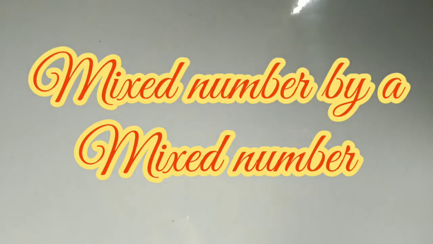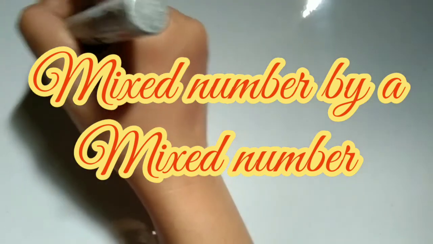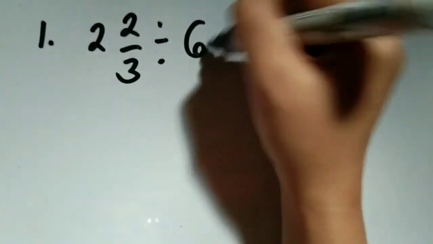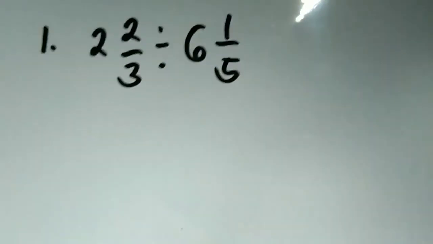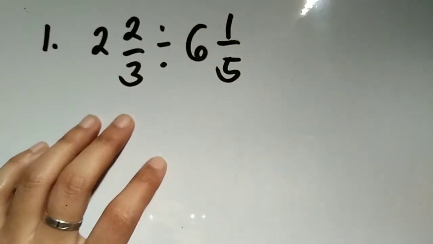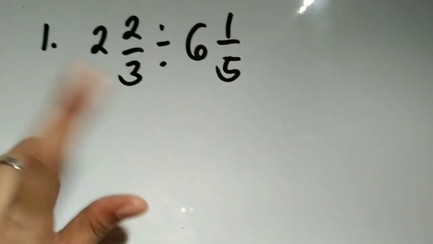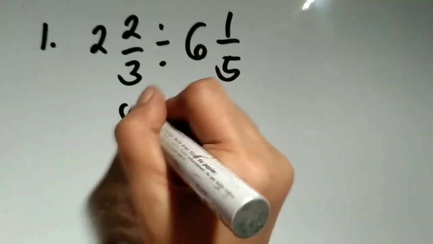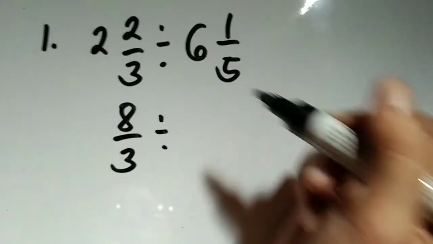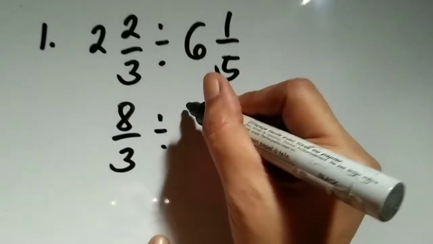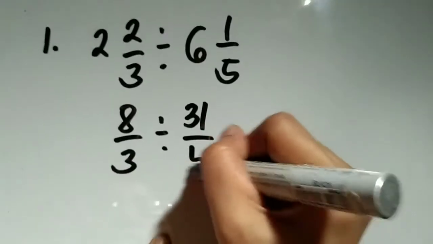Lastly, magdi-divide tayo ng mixed number by a mixed number. So, let's have number 1. 2 and 2/3 divided by 6 and 1/5. Same procedure pa rin. I-change lang natin sila into improper fractions bago tayo mag-divide. So, 2 times 3 is 6 plus 2 is 8 over 3 divided by 6 times 5 is 30 plus 1 is 31 over 5.